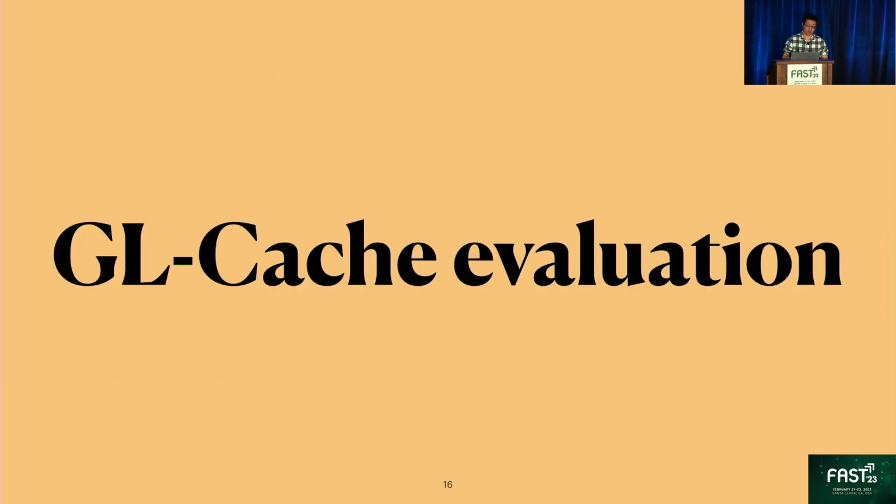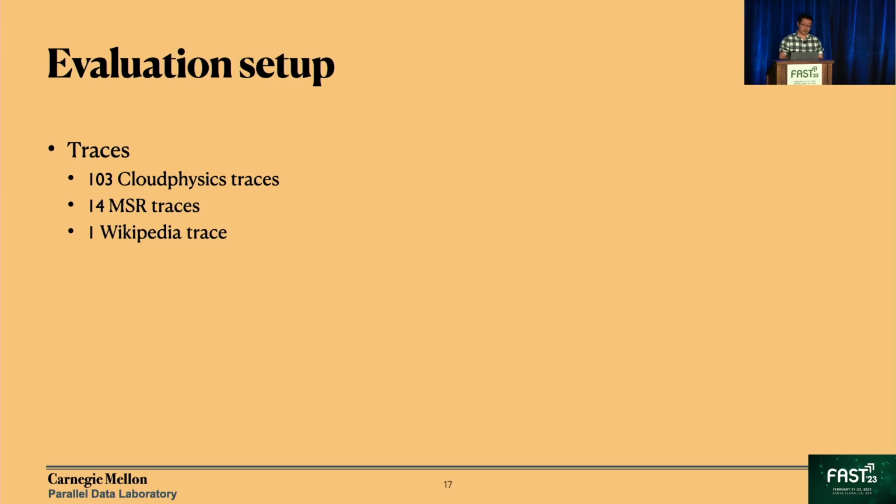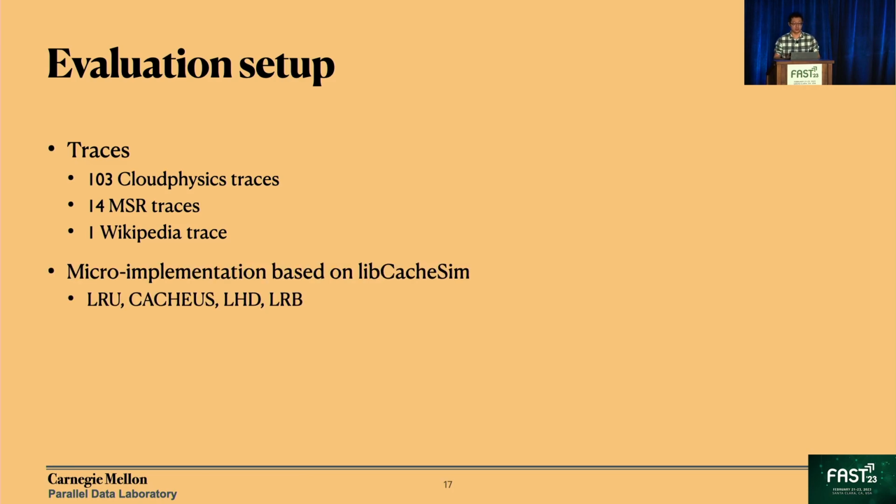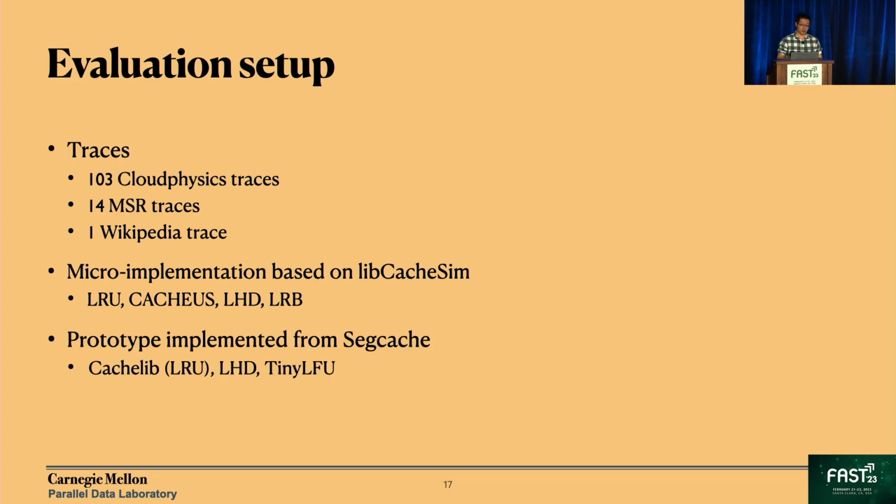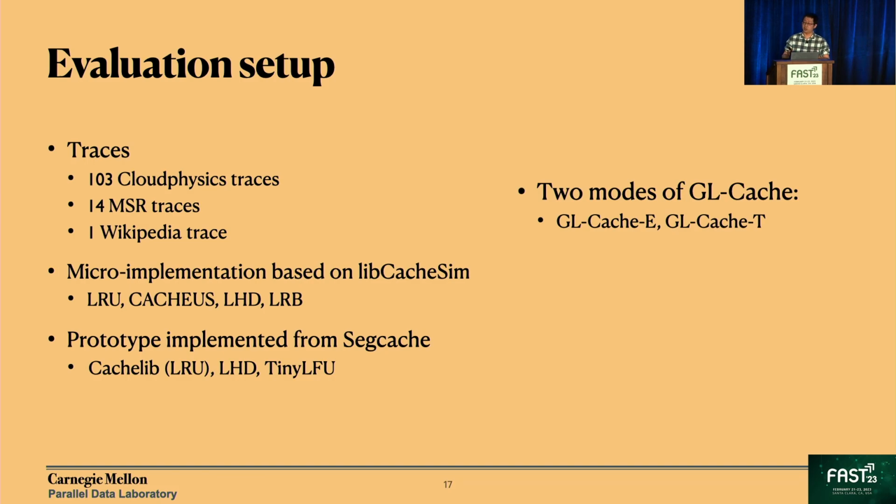Okay, now let's talk about evaluation. So we evaluate Geocache using 3 sets of traces, including the CloudPhysics trace, MSR trace, and Wikipedia trace. And we use a simulator implementation based on libCacheSim, and we compare with LRU, CACHEUS, LHD, and LRB. We also have a prototype implementation based on Segcache, and we compare with CacheLib, LHD, and TinyLFU. Because Geocache has 3 parameters, for example, the group size, how many groups to evict after each inference, and how many groups to merge together.